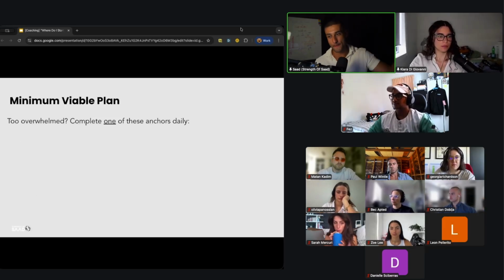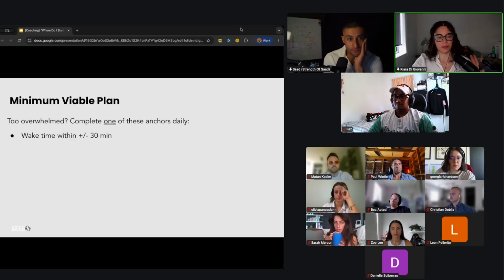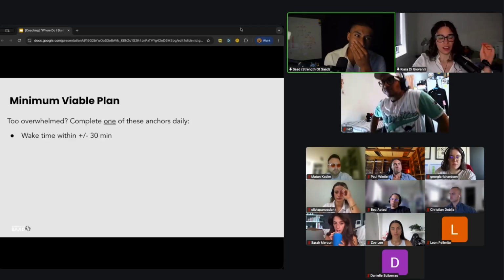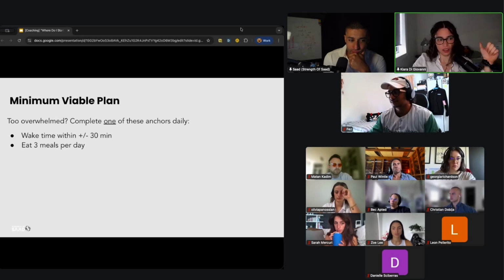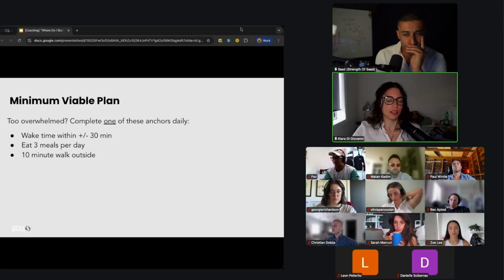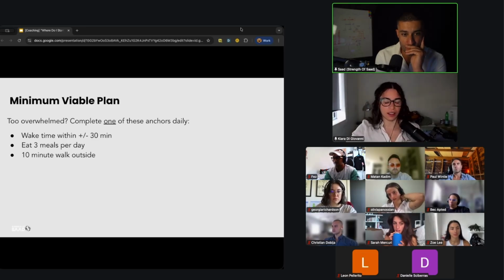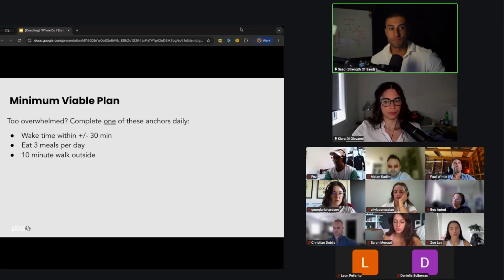Minimum viable plan. Okay. So if even that is too overwhelming for your client, just pick one of these things. Pick a time you're going to wake up, plus or minus 30 minutes. Or eat 3 meals a day, or just go for 1 10-minute walk outside. Some people are at this point where it's too much. They just need one thing that's quick, easy to do. And then from there you can work your way up. This might seem really small.